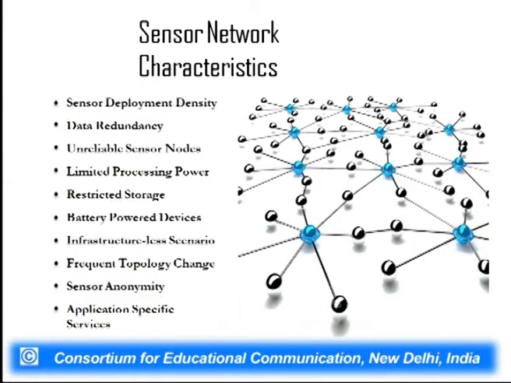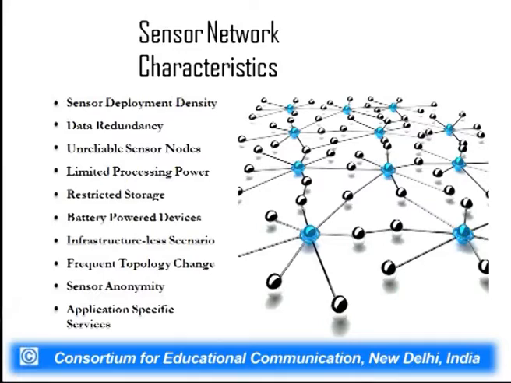Then we have limited processing power and storage, obviously, because these are battery devices. So battery power has to be optimally utilized so as to extend the lifetime of the network. Then obviously the wireless sensor networks are an infrastructure-less scenario. It's because there is no central coordination to these types of networks, as they are mainly found in areas where human intervention is not feasible.